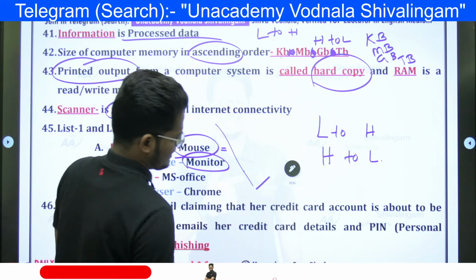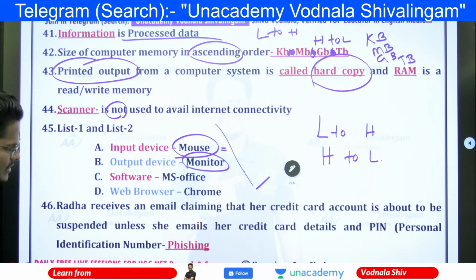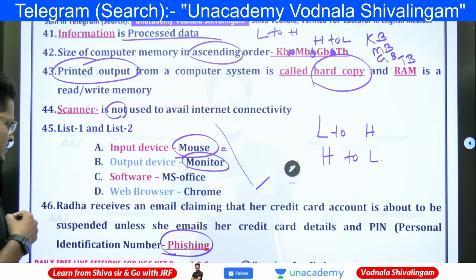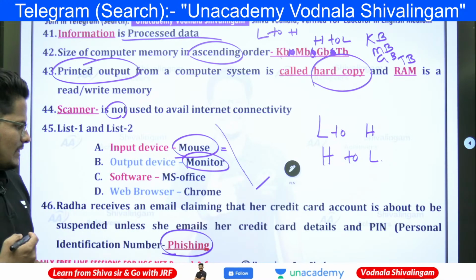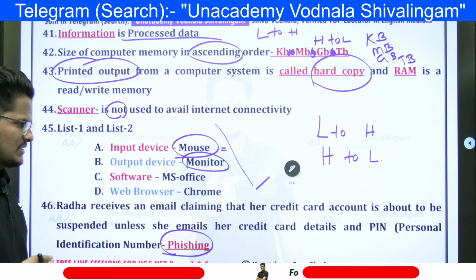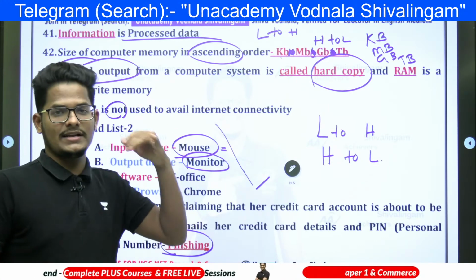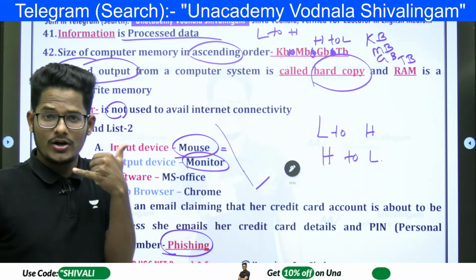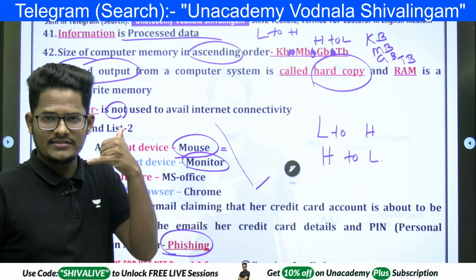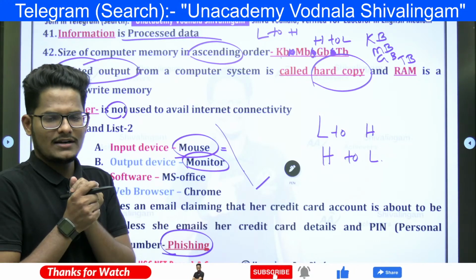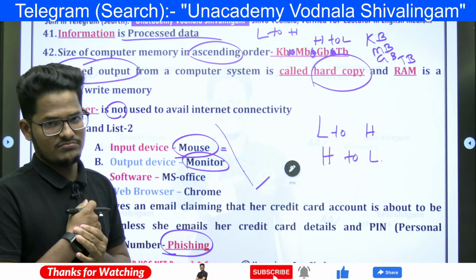Next, Radha receives an email claiming that her credit card account is about to be suspended unless she emails her credit card details and PIN, the personal identification number. That is phishing. They will call you and email you like this. They represent themselves as legitimate representatives or entities. They'll call you: Hello sir, I am calling from ICICI Bank, and you have an account with us. Actually that person will not have an account with them.